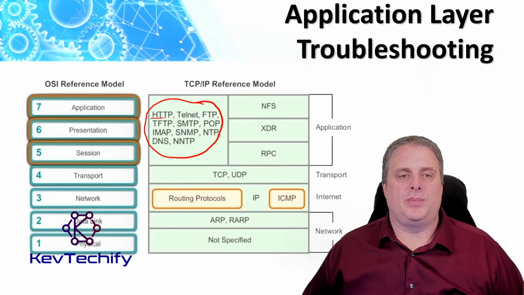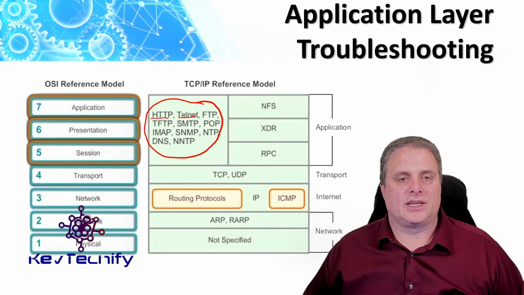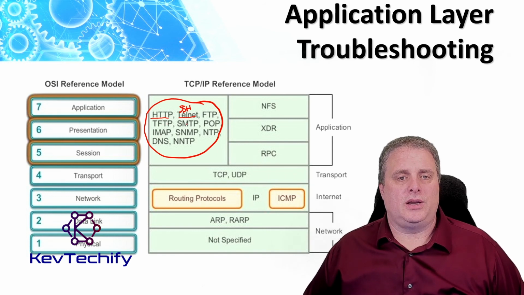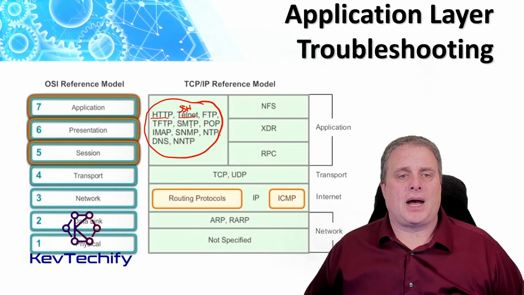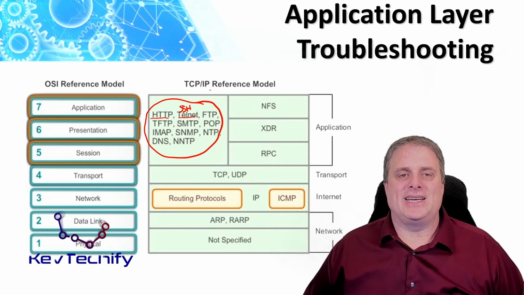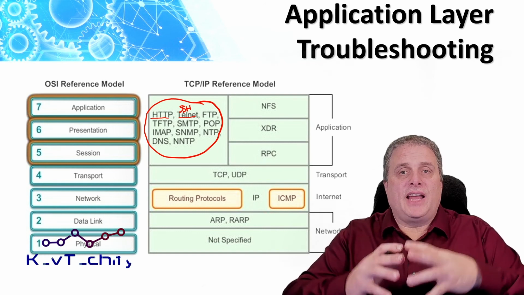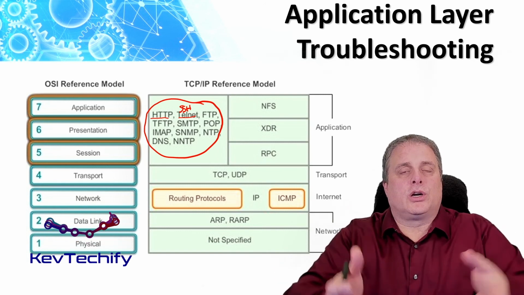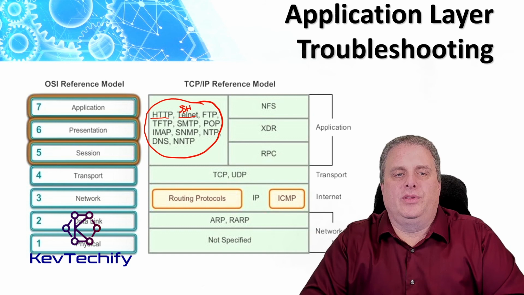We have HTTP and HTTPS. We have our Telnet and SSH should be listed in here. We have FTP, TFTP, Secure FTP. We have SMTP, POP, IMAP. Those are all mail. We have our Simple Network Management Protocol, Network Time Protocol, DNS. You have to have an understanding of all those so you can go in and troubleshoot the problems. It could be any one of those.